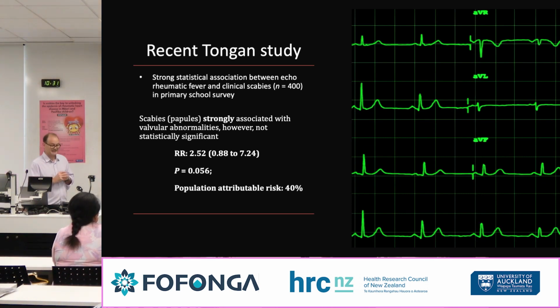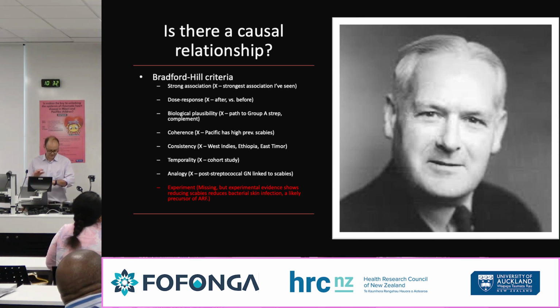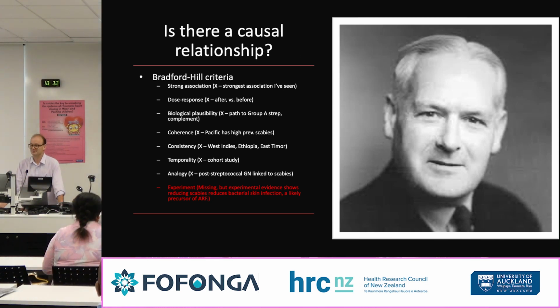We'll cut a long story short, but we saw a reasonably strong association in the Tongan study, not statistically significant. This was in the first study, but if you did a population attributable risk calculation, assuming that this is a causal association, it accounted for about 40% of rheumatic fever cases. So this was looking at kids, as Gerhard mentioned, who are having an echo for rheumatic heart disease screening. We looked for clinical scabies. So just putting it all together, I know, great for morning tea.